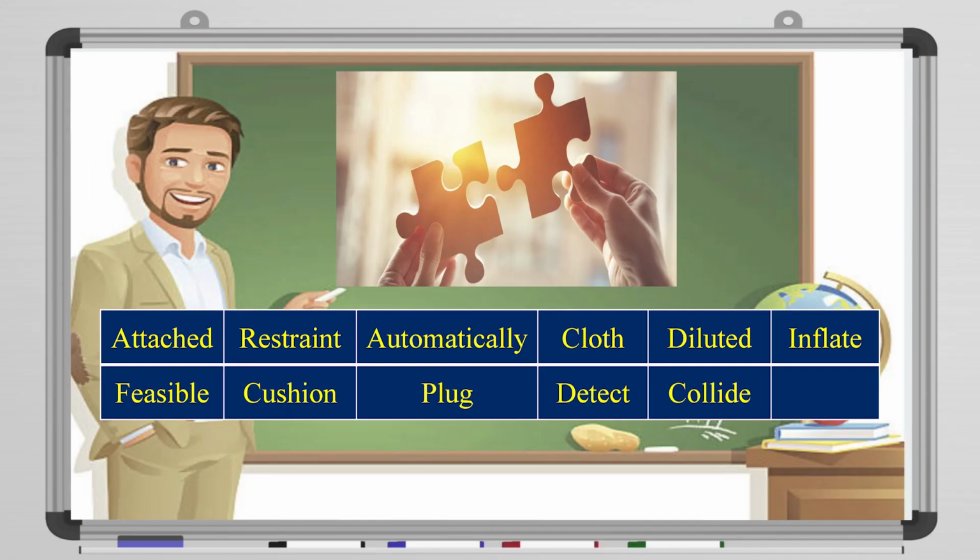What do you think? What's happening in this picture? We have two pieces of puzzles. So we are putting them together. We are joining these two puzzle pieces together. So what are we doing here? And if they are connected together, what are they called?